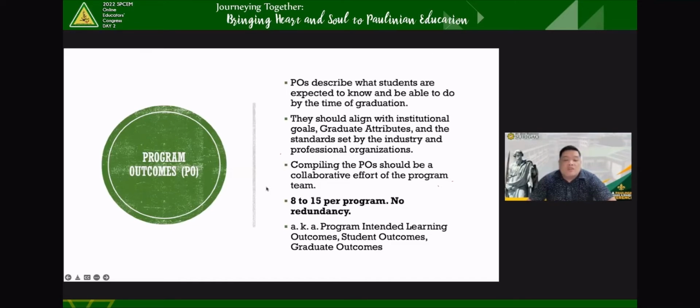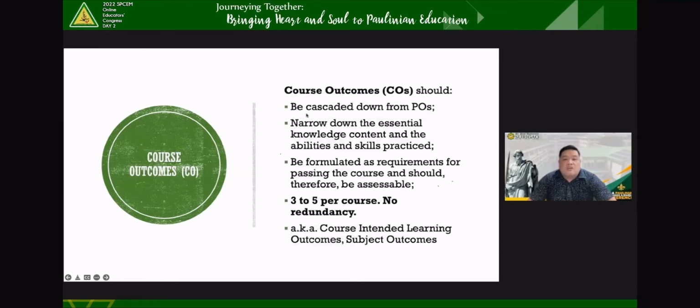POs are also known as Program Intended Learning Outcomes by other schools, student outcomes by ABET, and just graduate outcomes by other schools also. So for the course outcomes on the level of the subject, we have what we call course outcomes. So course outcomes should be cascaded down from POs.